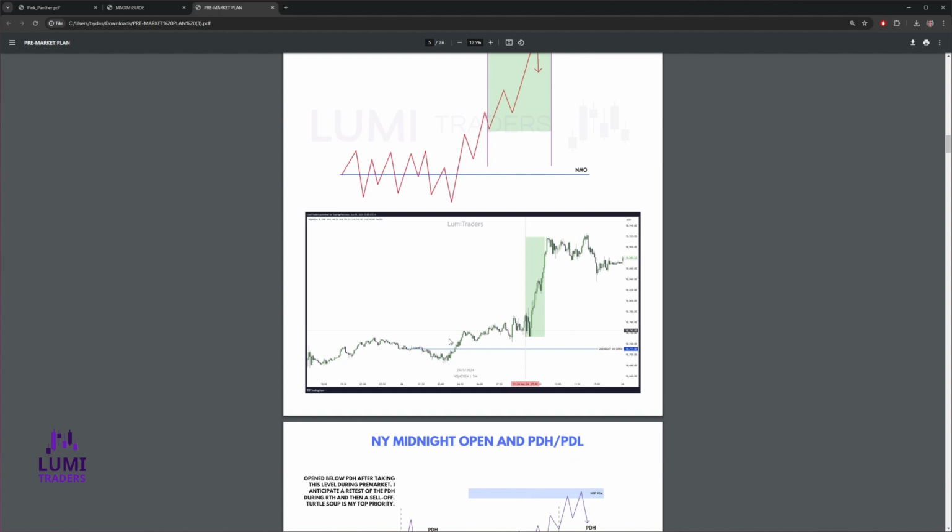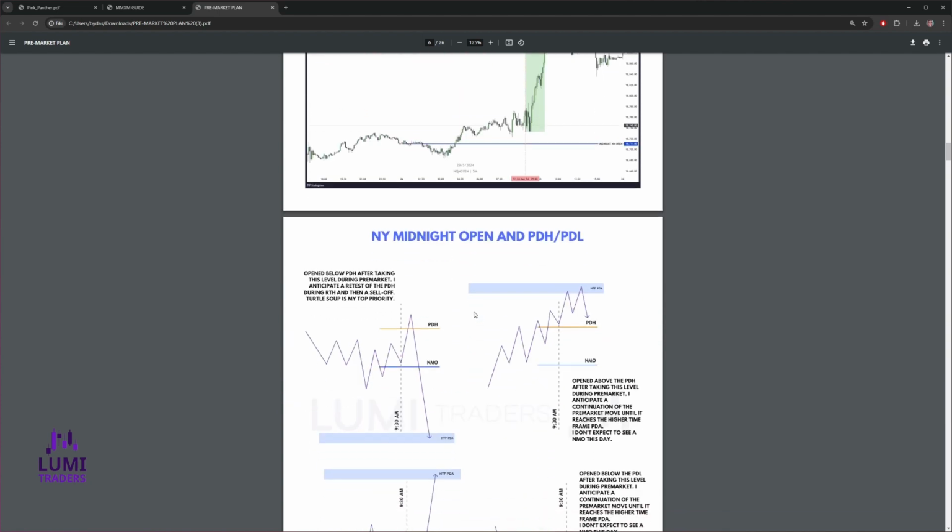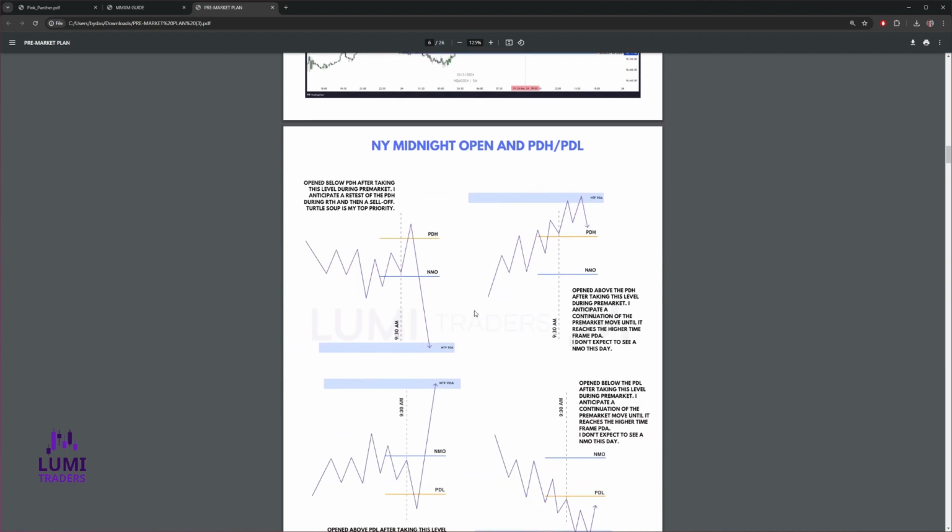Here is an example. We opened above New York midnight open. See, price never ever retraced back to New York midnight open, and continued going higher. Trend day. Okay. Next, my approach to use New York midnight open with previous day high and previous day low level.